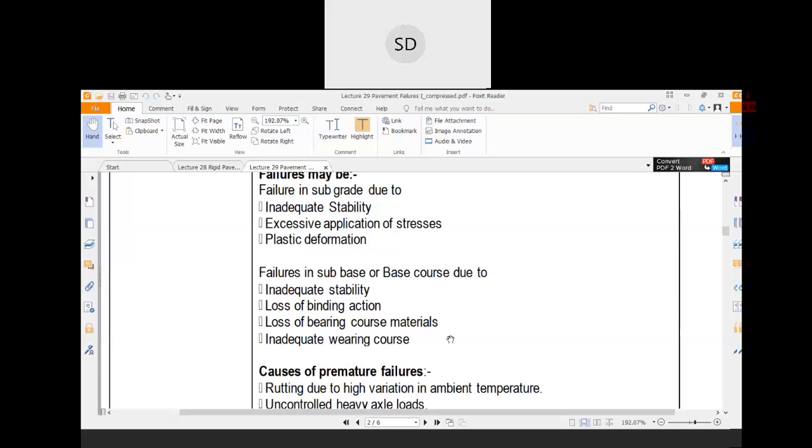Then there is loss of bearing force materials. Due to the repetitive application of the load, if the aggregates are of inferior quality, they get damaged and turn into dust particles, and therefore the load carrying capacity of the base and subbase course will be drastically reduced. Then there is inadequate wearing course. Suppose over the binder course you have provided a wearing course and it is not adequate enough. In that case, the load transferred to the base and subbase would be of high magnitude, and therefore it will cause the failure of the pavement.